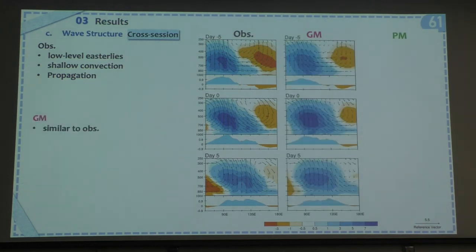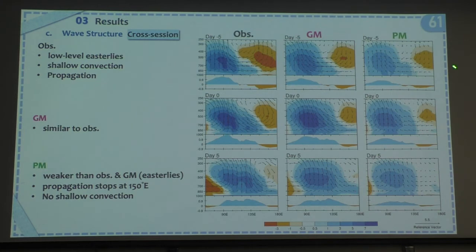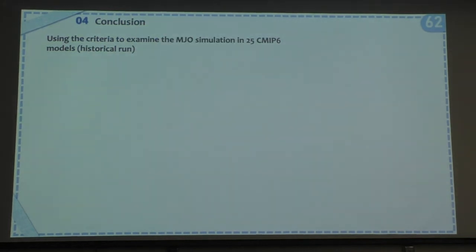In the good model, the pattern is similar to the observation. But in the poor model, you can see that there is a weak low-level easterly wind and no shallow convection developed in the Western Pacific region. So the signal propagation stops at 115 degrees east. It's very clear. Okay, here is my conclusion.